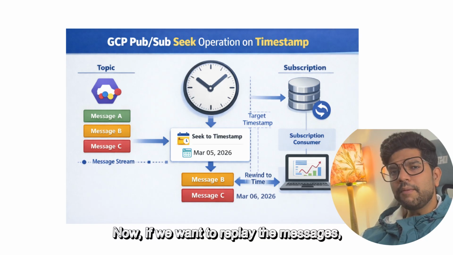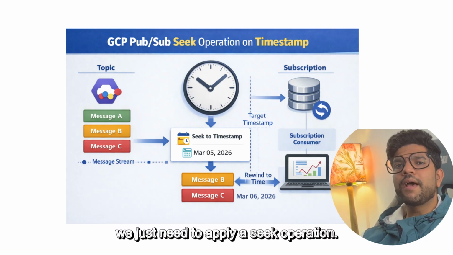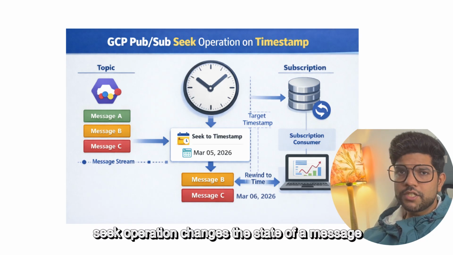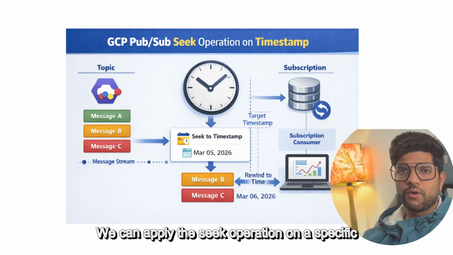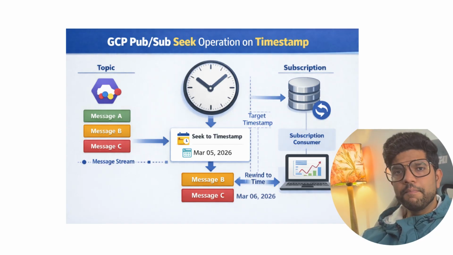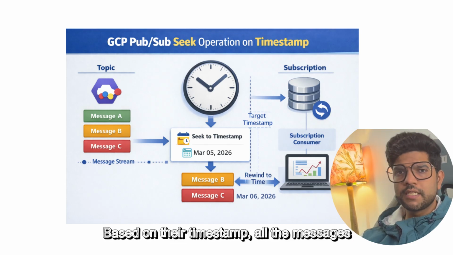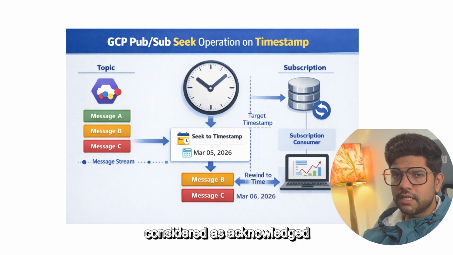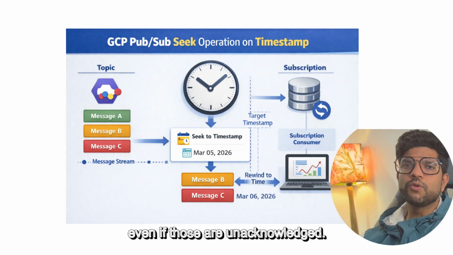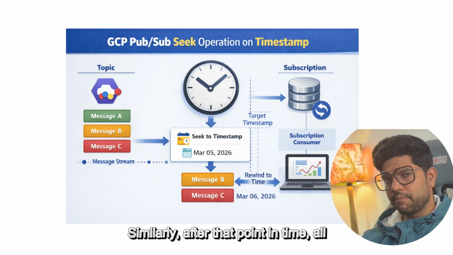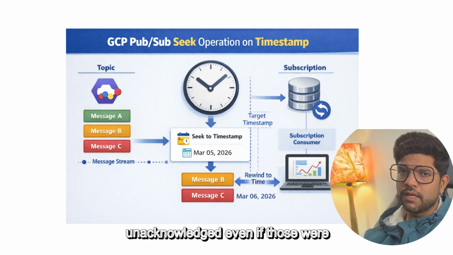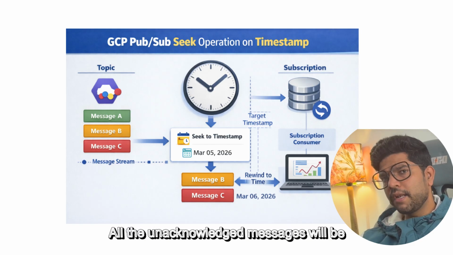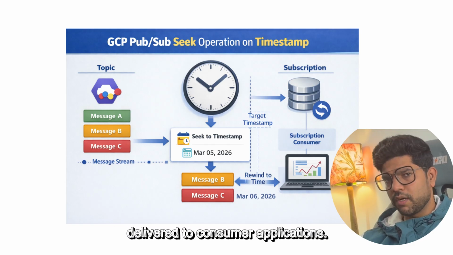Now, if we want to replay the messages, we just need to apply a seek operation. Seek operation changes the state of a message acknowledgement. We can apply the seek operation on a specific time interval. Based on that timestamp, all the messages previous to that timestamp will be considered as acknowledged even if those are unacknowledged. Similarly, after that point in time, all the messages will be considered as unacknowledged even if those were acknowledged. All the unacknowledged messages will be delivered to consumer applications.